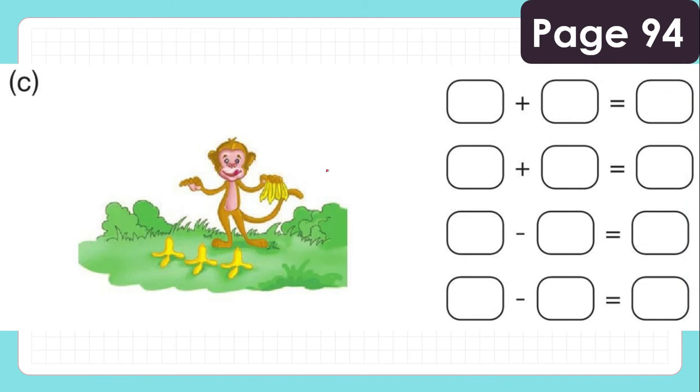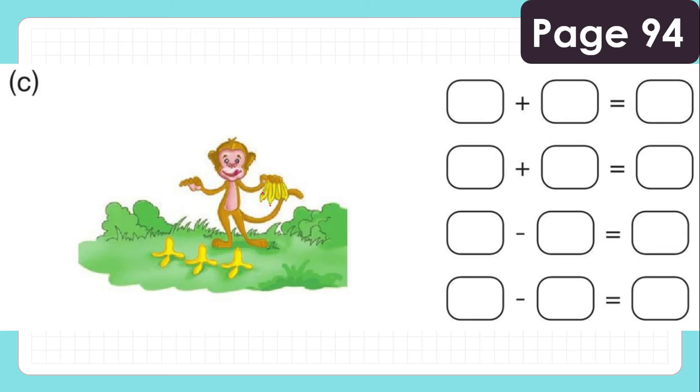We have here a monkey, and he is holding 4 bananas. And he ate 3 bananas. So how do we know how many bananas are there? We're just going to use addition first. So what did I tell you a while ago? Let's count all the bananas first.